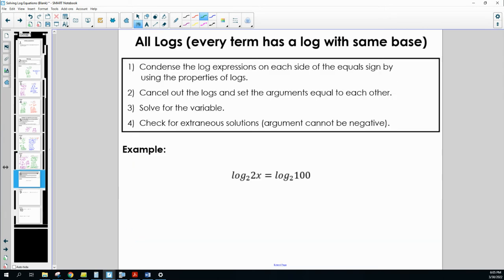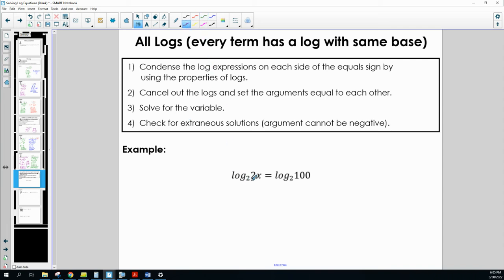The last type of equation that we'll see is if all of the terms have logs in them. So every term has a log with the same base. So what we're going to do is condense the log expressions on each side of the equal sign by using our properties of logs. Because the logs will be on both sides and have the same base, we can cancel out the logs and just set the arguments equal to each other. And then we're going to solve for the variable and then check for extraneous solutions.